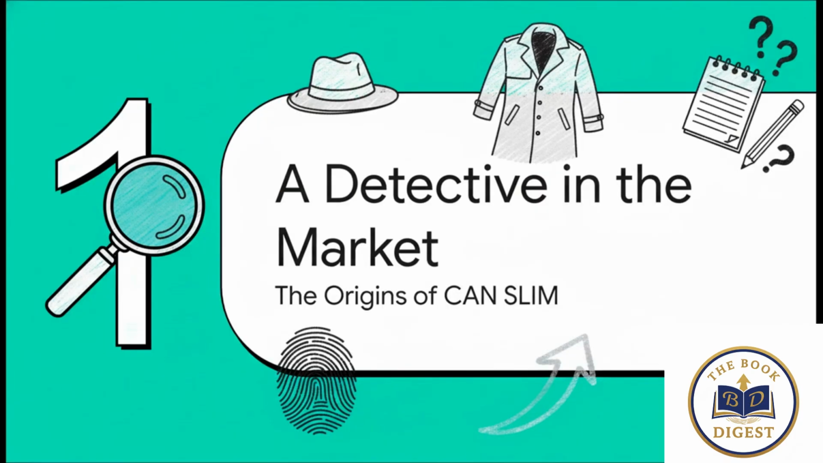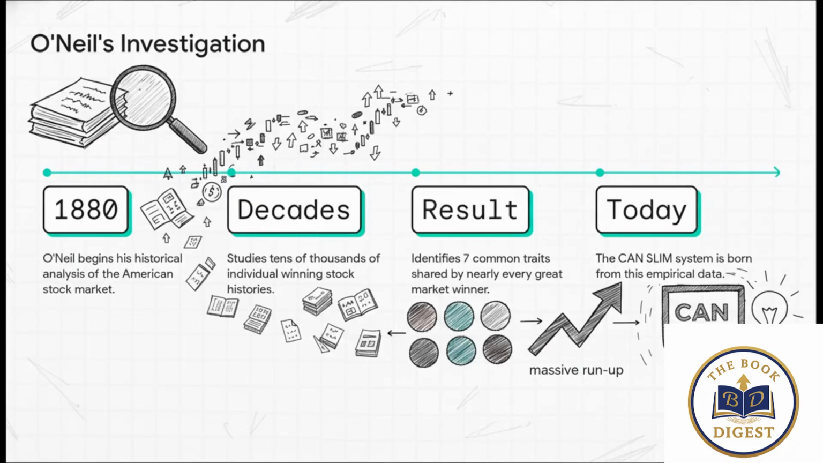A detective in the market. See, to really get the CAN-SLIM system, you have to know its origin story. And trust me, this thing wasn't dreamt up in some university classroom. Nope, it all started with a massive investigation. So instead of just coming up with a theory, William O'Neill basically became a market detective.